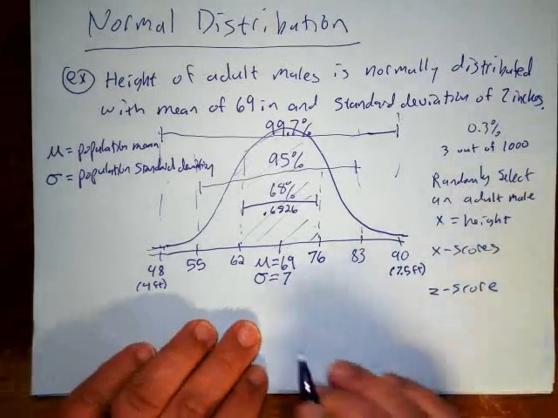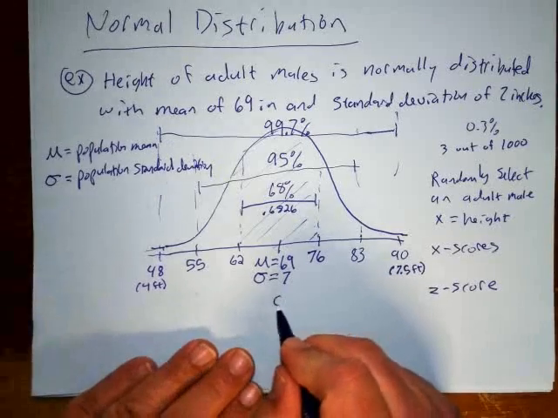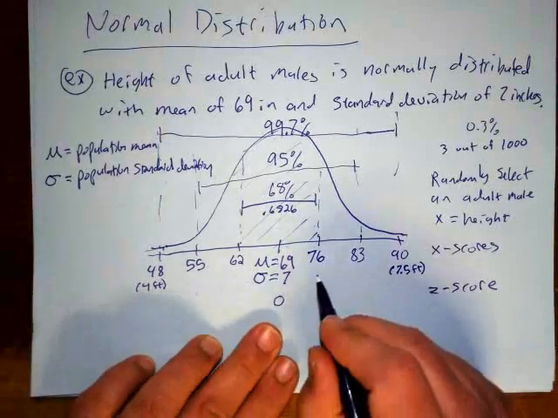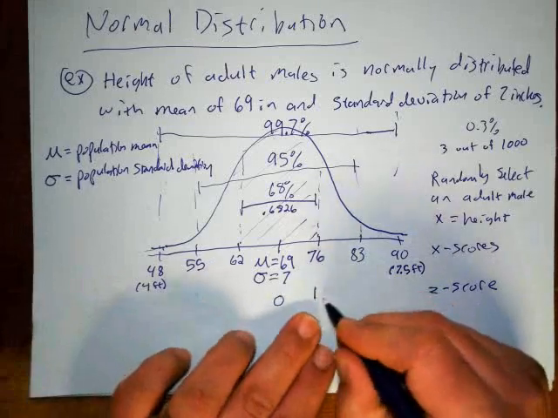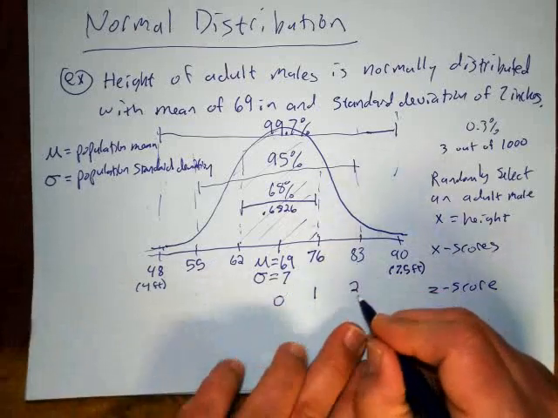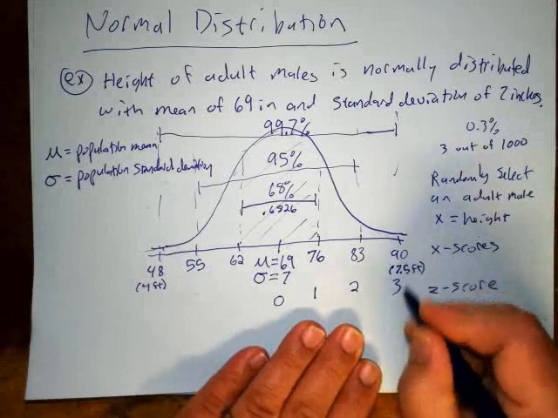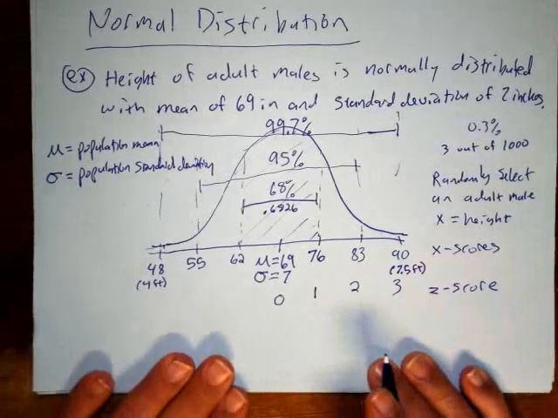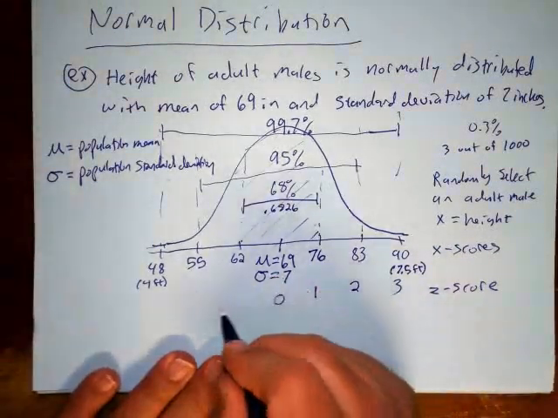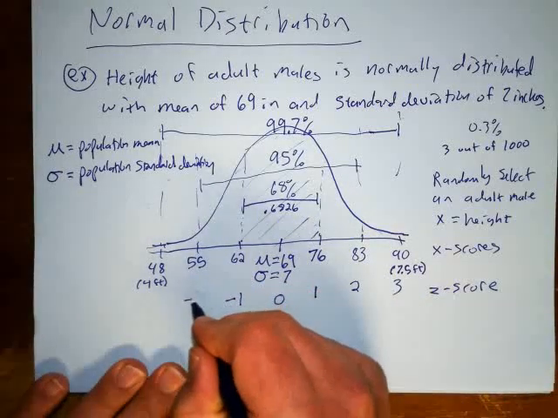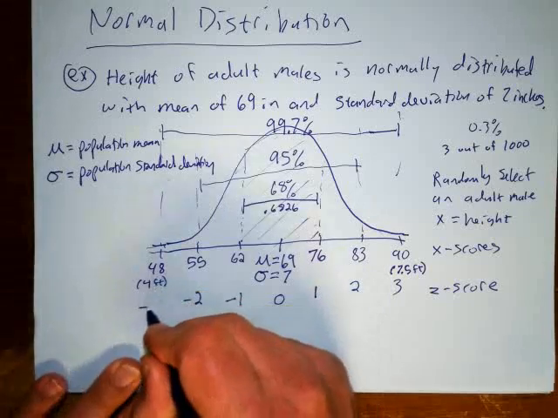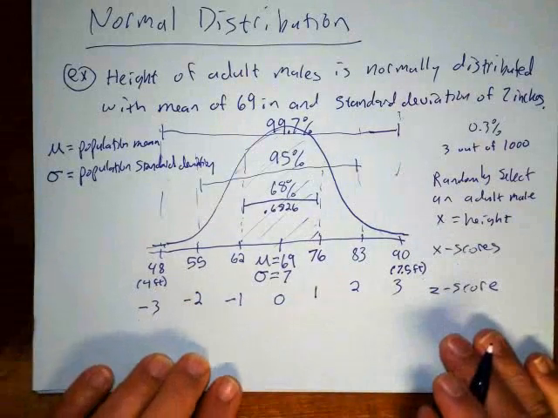Okay, and the z-scores here, the center, the mean, is actually 0. And this is 1, 2, 3 standard deviations above. So 76 would have a z-score of 1, 83 would have a z-score of 2, and 90 would have a z-score of 3. And 62 would have a z-score of -1, 55 would have a z-score of -2, 48 would have a z-score of -3.